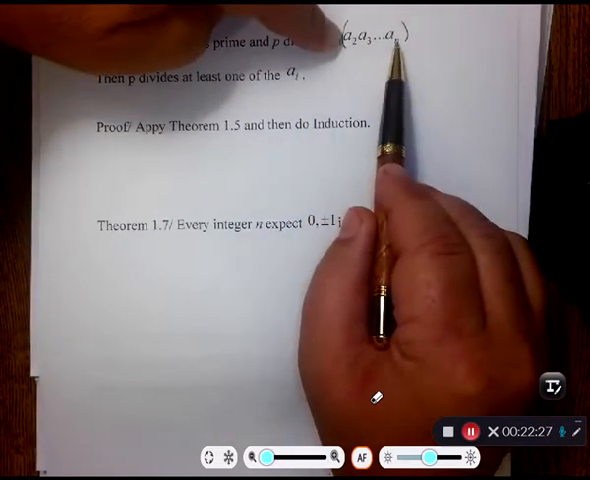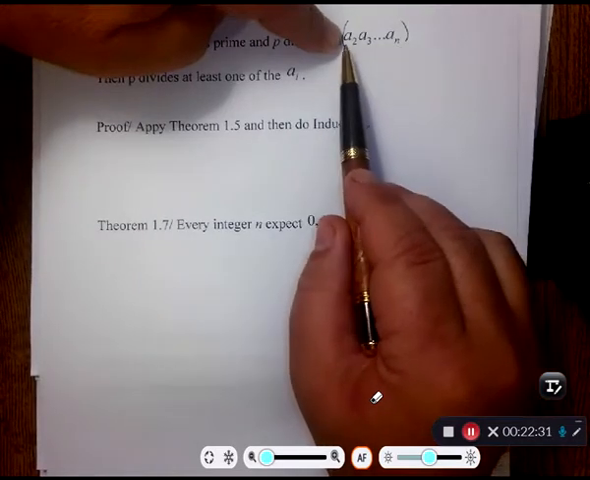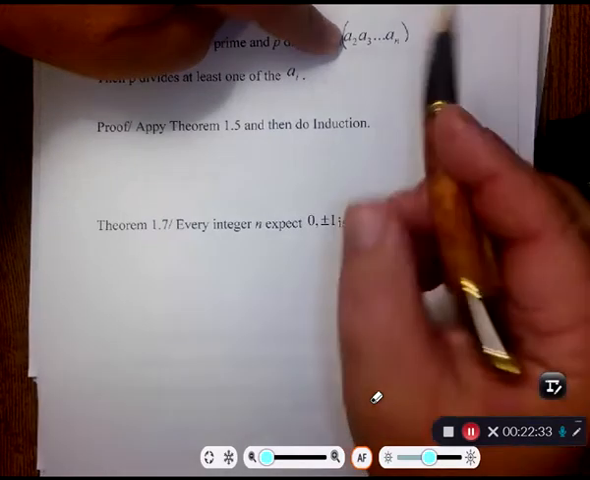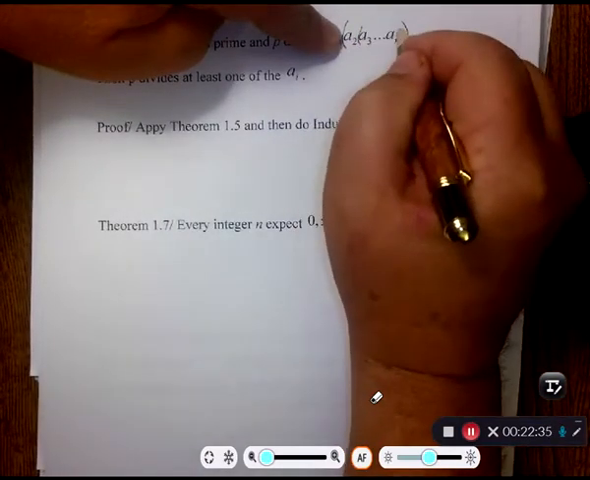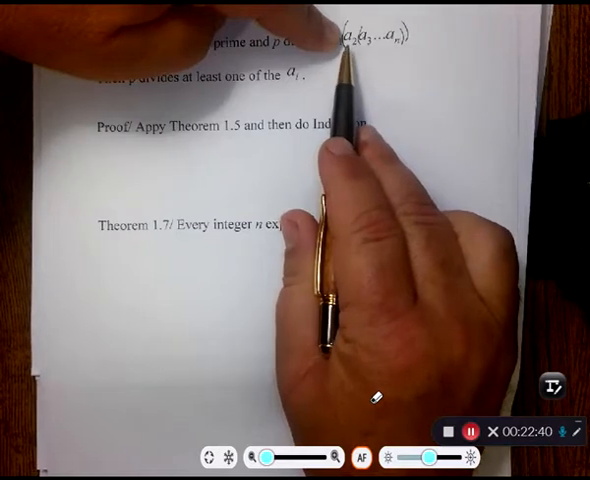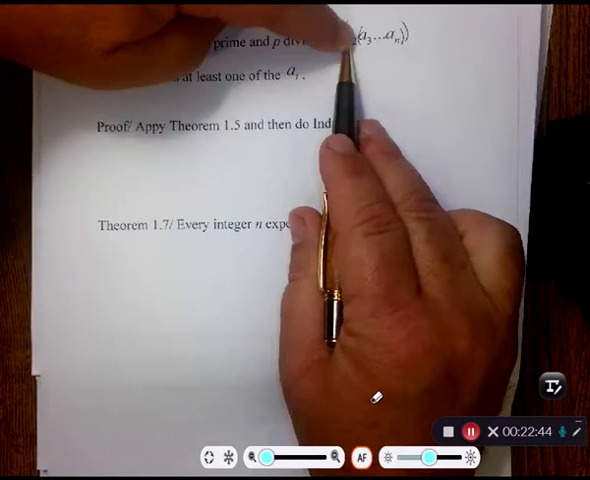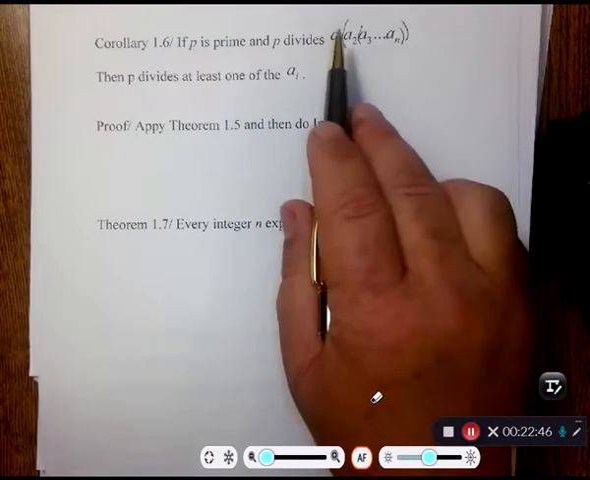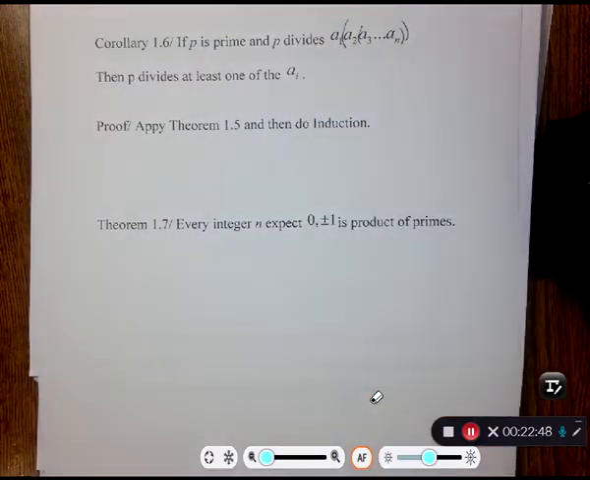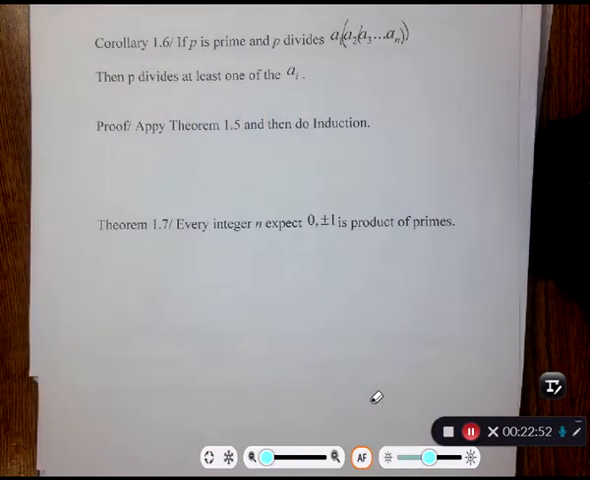And then you keep doing the same trick, this induction step here. So if P divides A2 through AN, again, you can group these guys together. Then according to Theorem 1.5, since P is prime, P either divides A2 or the rest of them. If it doesn't divide A2, throw it out, and it divides the rest of them. And you march yourself down the line, and then by induction, you eventually are going to have P dividing at least one of these AIs.